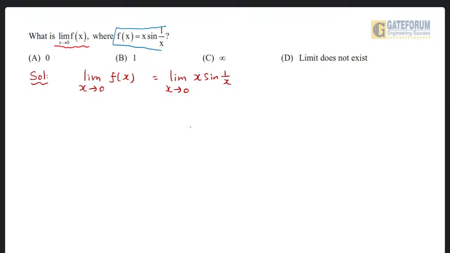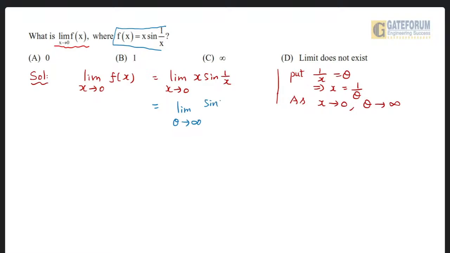So this can be written as: put 1 upon x is equal to theta, so that x is equal to 1 upon theta. As x approaches 0, theta approaches 1 upon 0, infinity. Now change this x variable to the theta variable because it is not a direct standard limit. So limit as theta tends to infinity of sine theta by theta. This is a standard limit, the fourth standard limit in the limits formulas. This is giving 0.